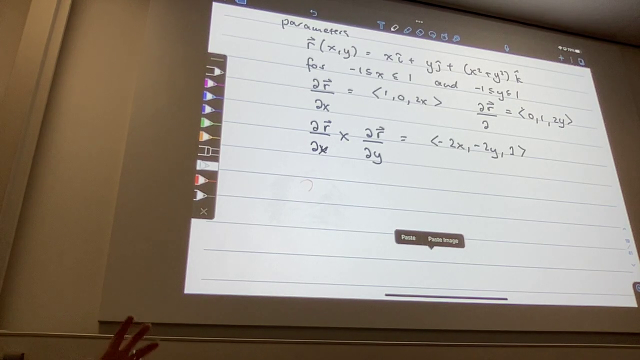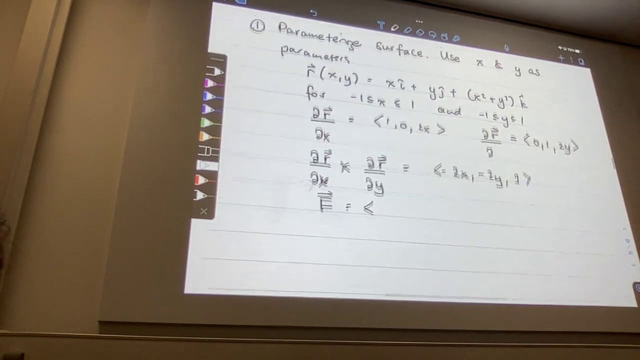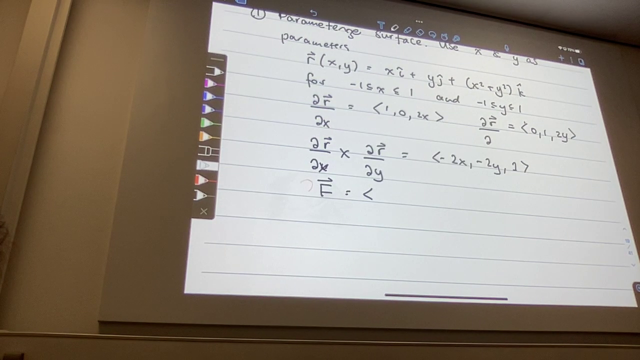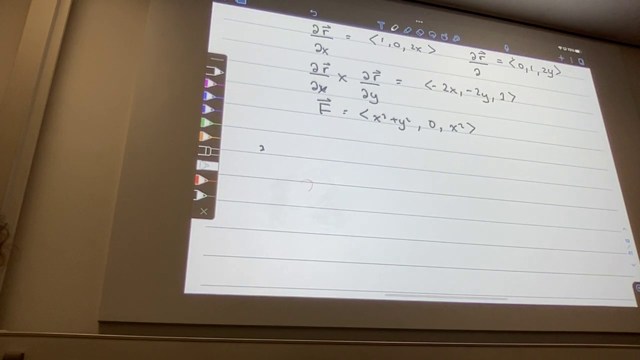Okay, so I've got most of the things that I need, and I just want to write out my f explicitly. So remember, my f is z in the x component and x squared in the z component. So it's going to look like... the thing that we haven't really had to do before is we need to pick.